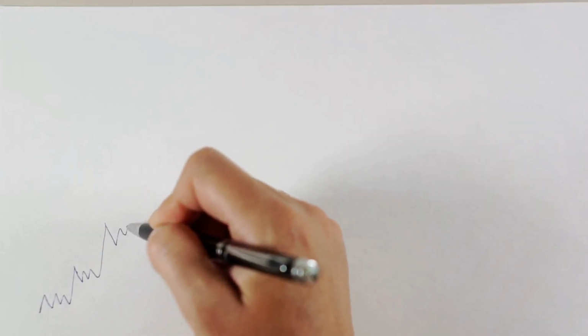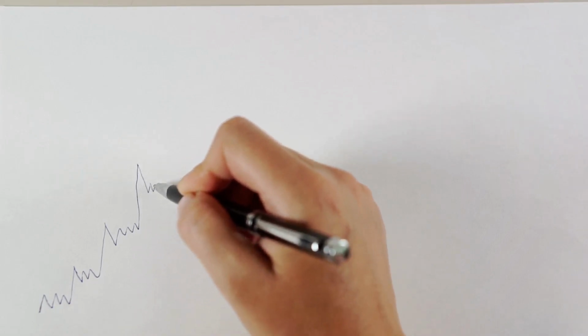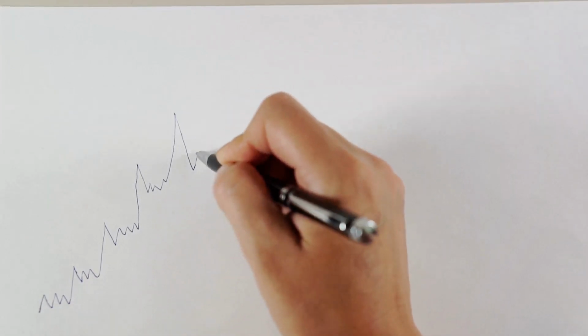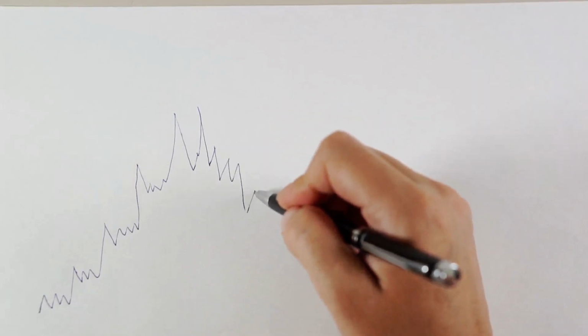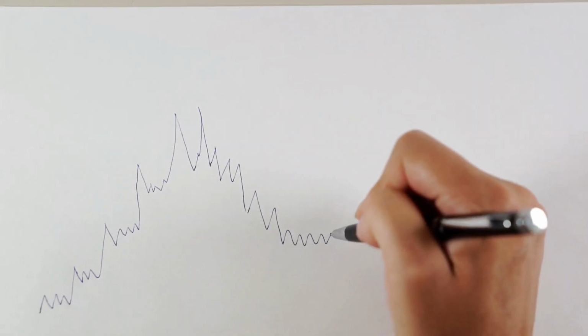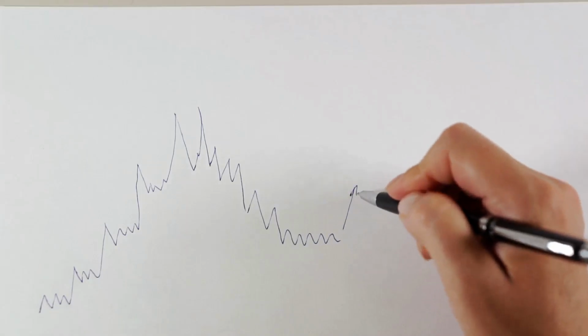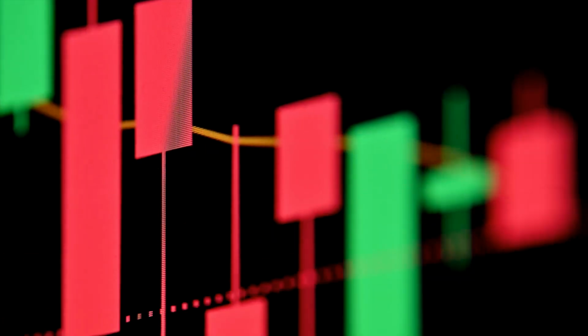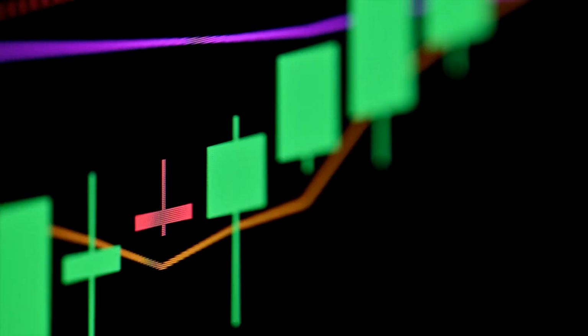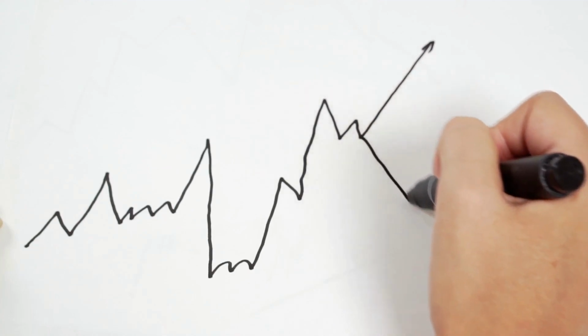Next up, we have the Relative Strength Index, or RSI. This handy little tool measures the speed and change of price movements. It's like a stock market speedometer, giving you insights into whether a stock is overbought or oversold. If the RSI is over 70, the stock might be overbought and potentially due for a price drop. Conversely, if it's under 30, the stock could be oversold and might be gearing up for a price increase.